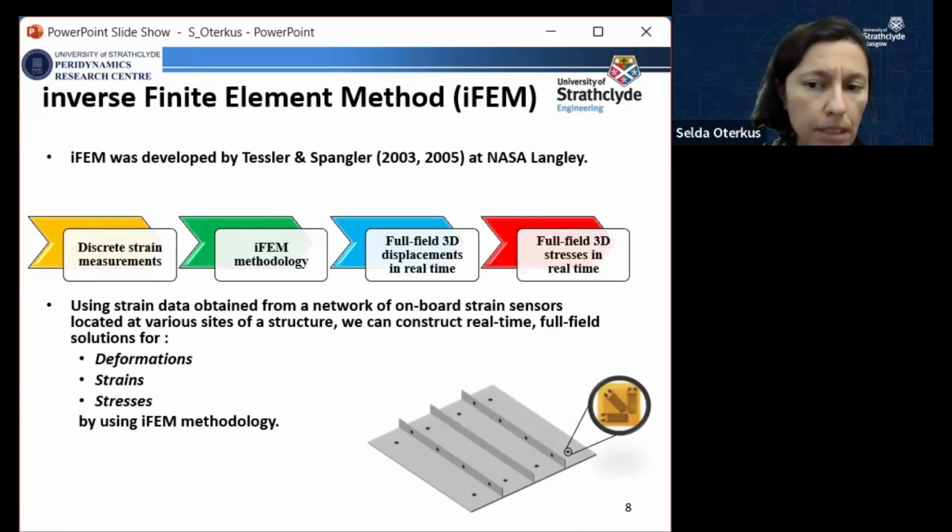The concept is pretty straightforward, actually. First, we need to collect discrete data, and usually this is the strain data from the structure. Then we process this data by using the IFEM methodology, and we convert this discrete data to full field information. This means that we can have full field displacement information, or strain information, or stress information, depending on which data we are interested in, so that we can make decisions about the health of the structure that we are monitoring in real time.